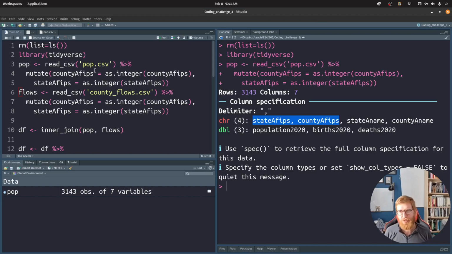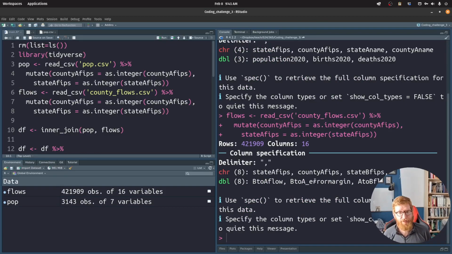We could do a little bit of extra finagling to make things make a little more sense, but I think we've got stuff so it works, so we're not going to add unnecessary complexity right now. And then double, this is a decimal number. Population, births, and deaths should be integers, but whatever, right? It's a number, fine. Load in flows, we should get similar stuff, except now we've got state B, county B, so we've got more text. And then the rest, the error margin, the number of people moving, these are all numbers. Good.